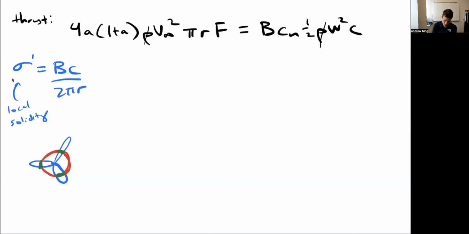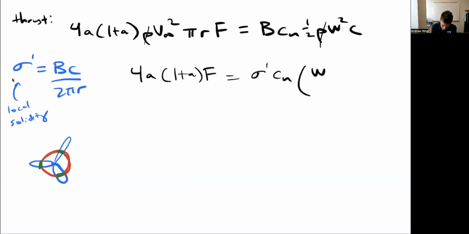Okay, so with this definition, that was a bit of a side, right? You can see that some of these terms are going to appear there. This is going to then reduce to the following. I'm going to leave these terms on the left side, 4a, (1 plus a) f. I'm going to move these over. And I get this new term, my local solidity, times my normal force coefficient, times this ratio of velocities, W over V infinity, squared. Okay.